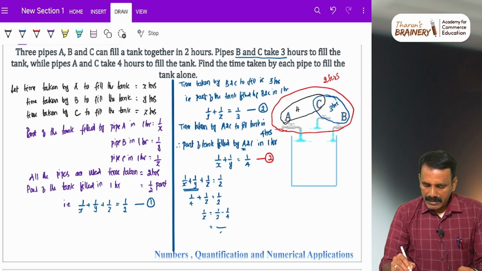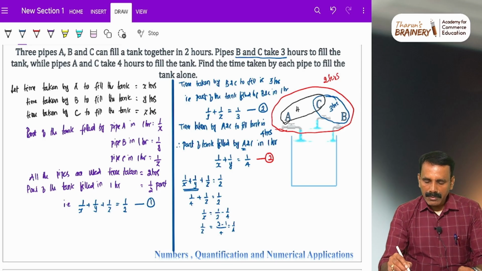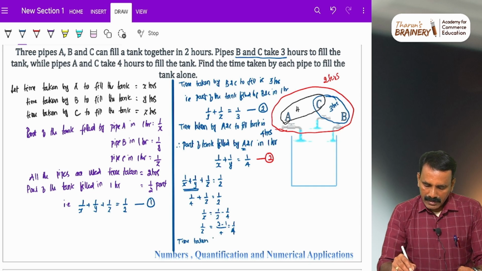So, 1/z = 1/2 - 1/4. When we take the LCM, it is 4. 2 minus 1, that is 1/4 part. So, the part of the tank filled by Z alone will be 1/4 part in 1 hour. So, the time taken by pipe C will be 4 hours.